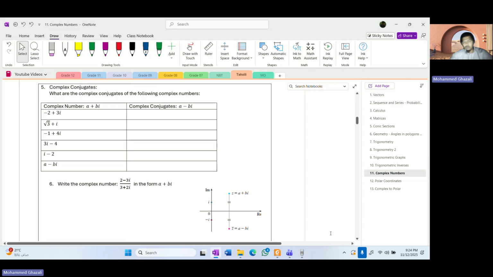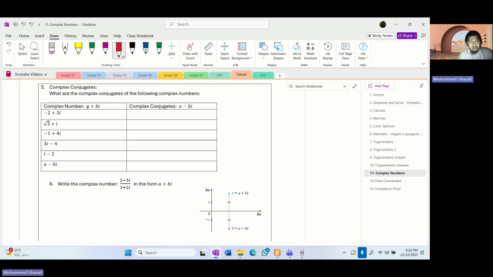Now, what is a complex conjugate? The complex conjugate of a plus bi is a minus bi. So only the complex part becomes the opposite sign, right? So that's the complex part, so it becomes negative bi. So minus 2 plus 3i becomes minus 2 minus 3i. Root 3 plus i becomes root 3 minus i. Minus 1 plus 4i becomes minus 1 minus 4i.